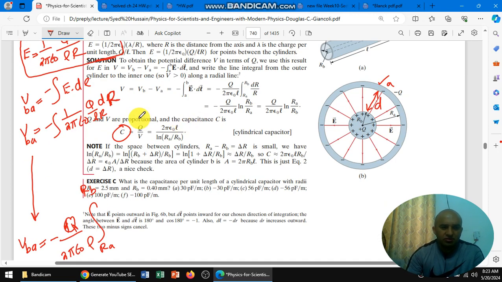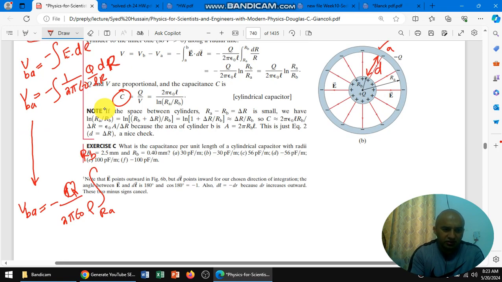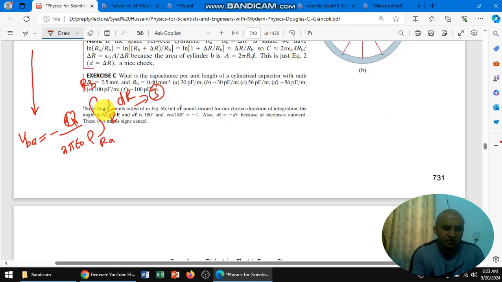Now the only variable term is R in this case, so 1 over R into dR. So this is equation number 3. Now we solve the integration separately. The integration of 1 over R is simply log of R.